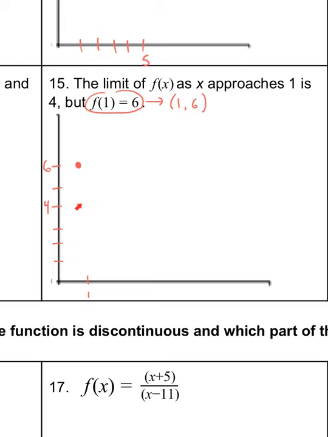So I'm going to need a hole here because I can't have two y values. So I need a hole here at x equals 1, and there's my limit. I'm just going to go like this. Okay? So again, there are a lot of different ways you can draw it in, but the limit has to be coming in at 4, but your point is up here at 6.